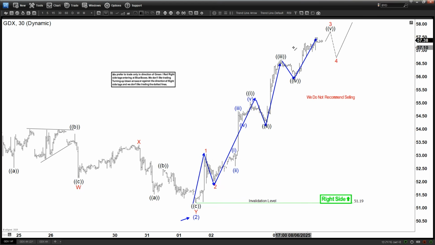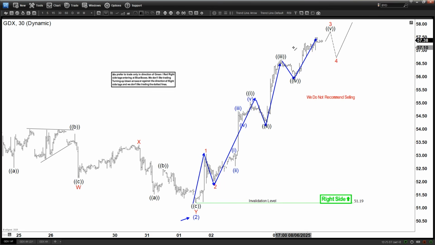Now, if you are our member, you know 7 swing is not a motive sequence. 7 swing is actually a corrective sequence. Now, since we are dealing with an impulsive structure, this most likely is not going to end right now, because again, no motive sequence ends in 7 swing. So we need to have at least 9 swing, right?